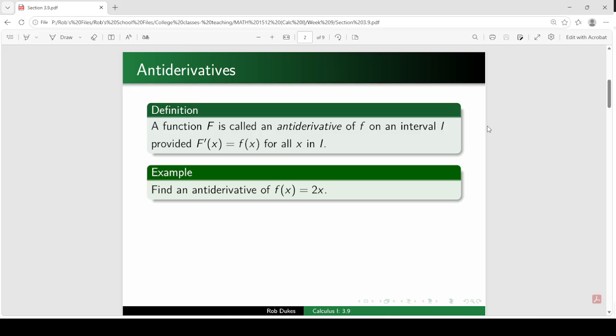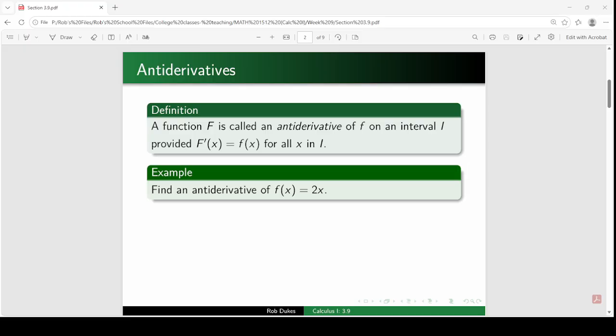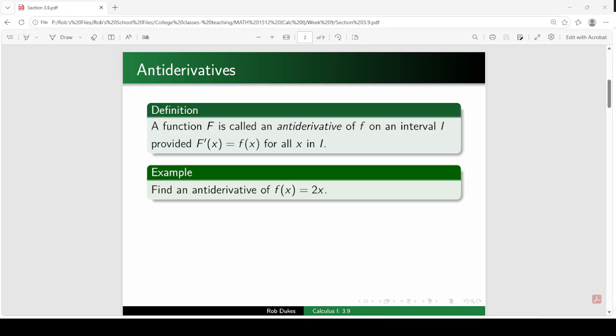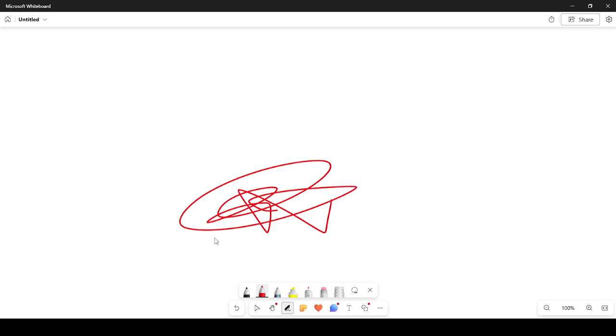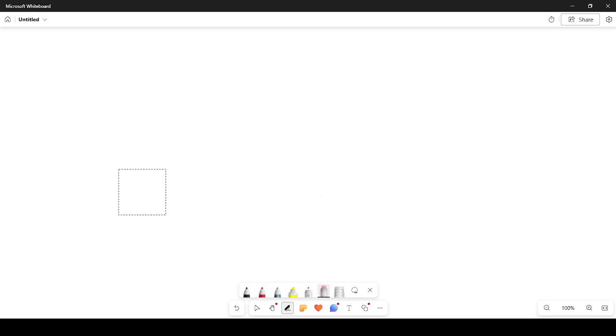So find an antiderivative of f of x equals 2x. Now, you likely have already figured this one out just in your head. What function has 2x as its derivative? Well, the answer, you might be shouting at your screen, is that F of x is x squared. And that is an answer, but it is not the only answer.